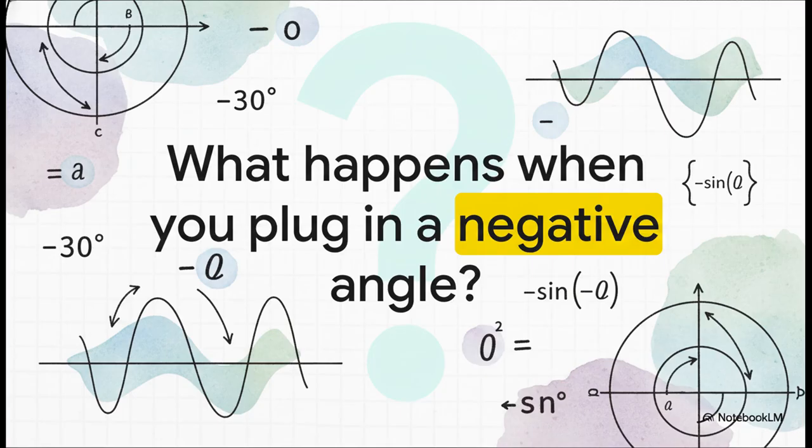Imagine you're working through a problem and you run into something like, say, the sine of negative 30 degrees. What do you even do with that? Does that negative sign just pop out in front, or does it just vanish? Well, figuring that out is the whole key to what we're talking about today.